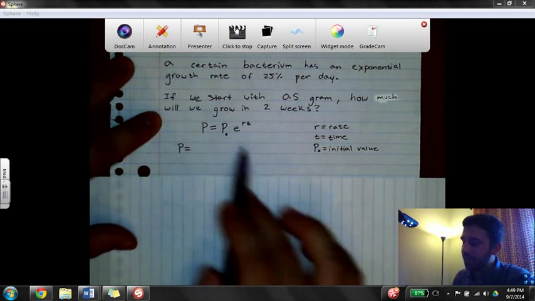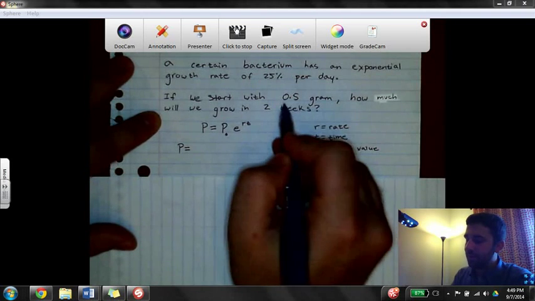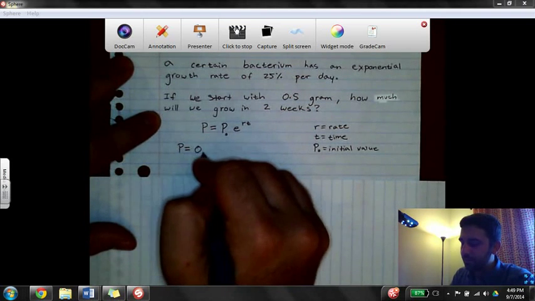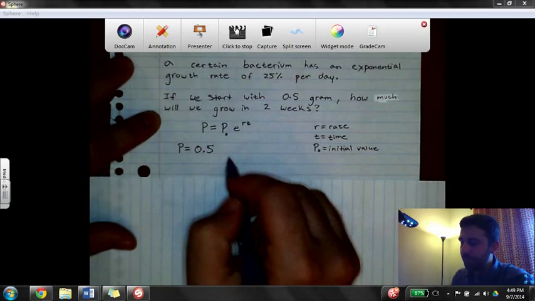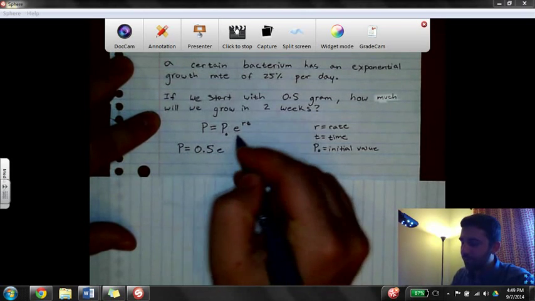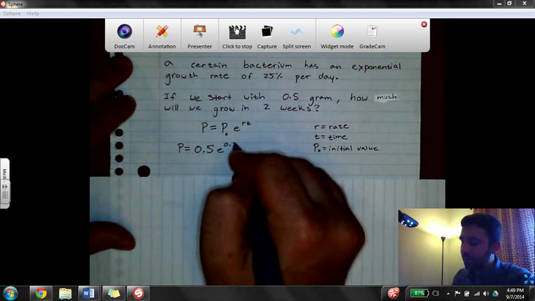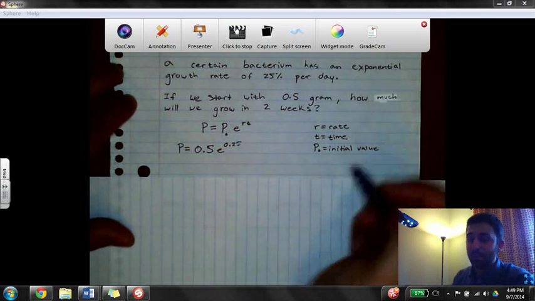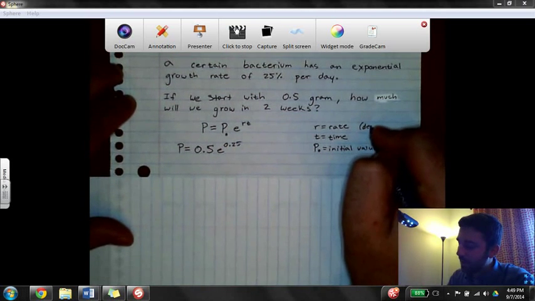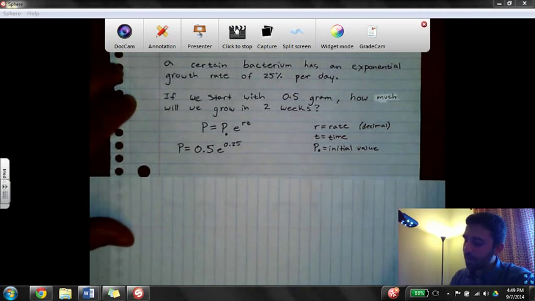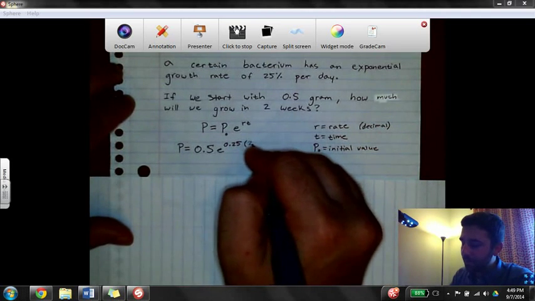So P sub 0, or my initial value, is 0.5 grams. e raised to my rate, which is 25%, which I write as 0.25 because I have to write my rate as a decimal. And then time is 2 weeks.